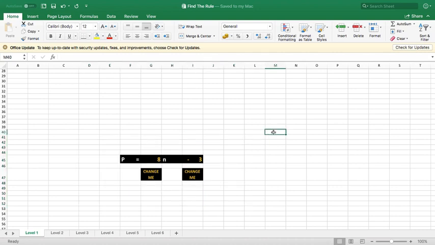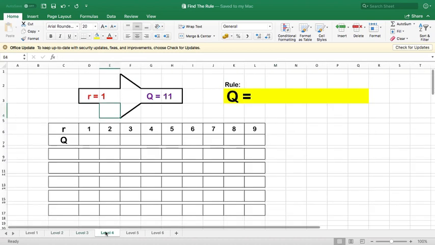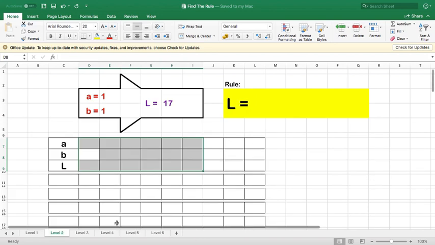So that's a simple linear rule where something equals something times something else, then plus or minus a number. In this spreadsheet I've got various tabs with different levels of difficulty. On the second tab I've got a more complicated rule that generates a number, this time I'm calling it L, from two different variable values. I've called them A and B.